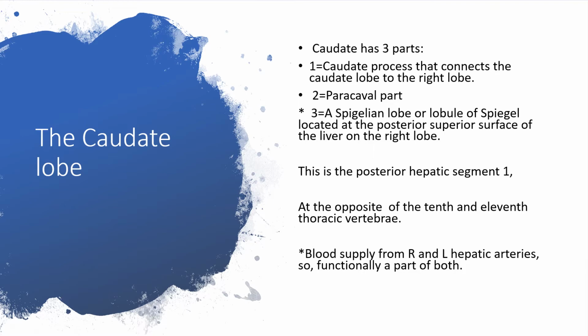The paracaval part and a Spigelian lobe or lobule of Spiegel, located at the posterior superior surface of the liver, also on the right lobe. This is the posterior hepatic segment 1 at the opposite end of the 10th and 11th thoracic vertebrae. The blood supply to the caudate is from both the right and left hepatic arteries. So, functionally, the caudate is a part of both.